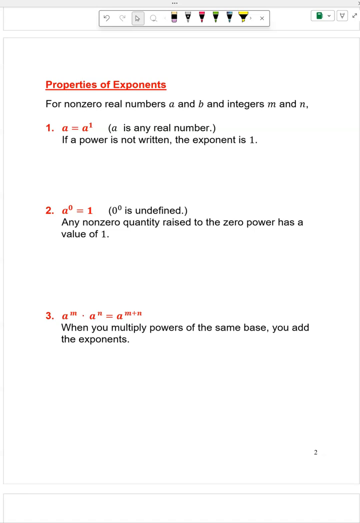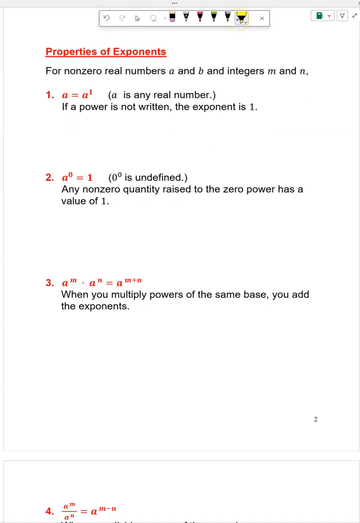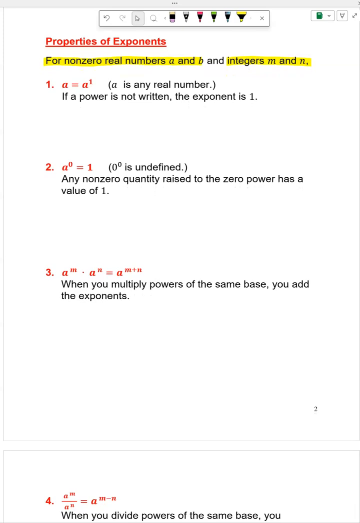Alright, so let's look at some exponent rules, or properties of exponents. These are like the rules that we have to play by. For non-zero real numbers a and b, m and n have to be integers for this game to work. So our first one is a equals a to the first power. So a is any real number. If a power is not written, the exponent is 1.